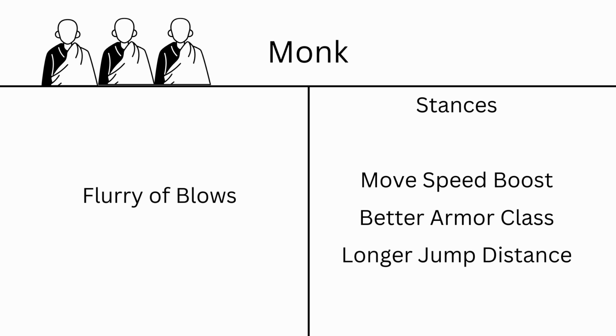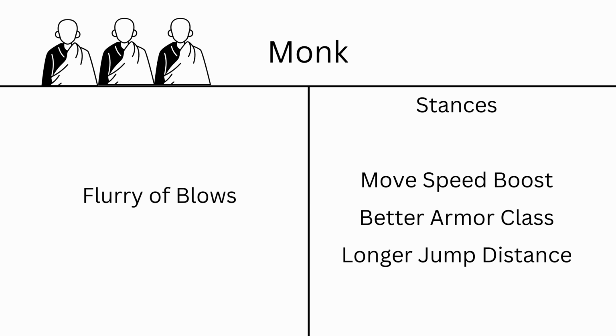The Monk is a martial that typically focuses on fighting unarmed and unarmored. They can choose feats which give them access to stances. Monks can spend an action, typically on the first turn of combat, to enter this stance. The stance grants them some sort of special benefit. These benefits can range from faster move speed, better armor class, or longer jump distance. They also get a special type of unarmed attack from the stance, which they may be required to use exclusively.